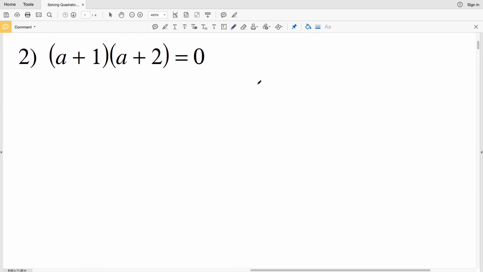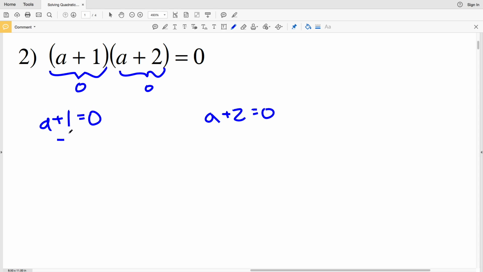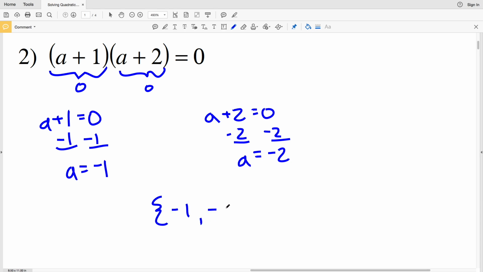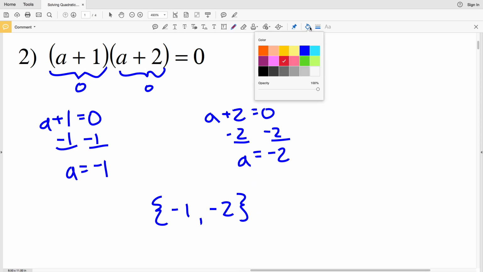And number 2, again, we have our quadratic already factored. So we're going to look at when a plus 1 is equal to 0 and when a plus 2 is equal to 0. Because whenever either of those quantities equals 0, 0 times any number is 0. So a plus 1 equals 0 and a plus 2 equals 0. Solving that first equation, we'll subtract 1 from each side to get that a equals negative 1. Solving that second equation, we'll subtract 2 from each side to get that a equals negative 2. So our solutions for a in set notation are negative 1 and negative 2. So a can be both negative 1 and negative 2 in order to solve the quadratic in number 2.